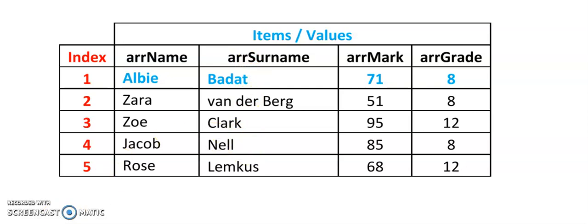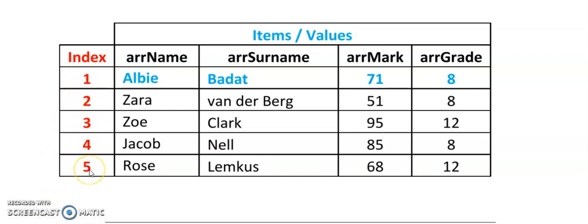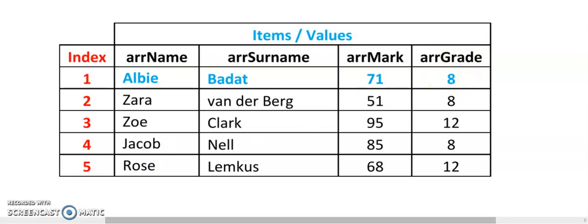Each item in the array will have a specific index. So here is an example of indexes starting at 1. So in array name 1 is the name Albi. In array surname 1 is Albi's surname Badat. And in array mark 1, we're going to have his mark of 71. And in array grade 1, we're going to have his grade, and he is in grade 8.